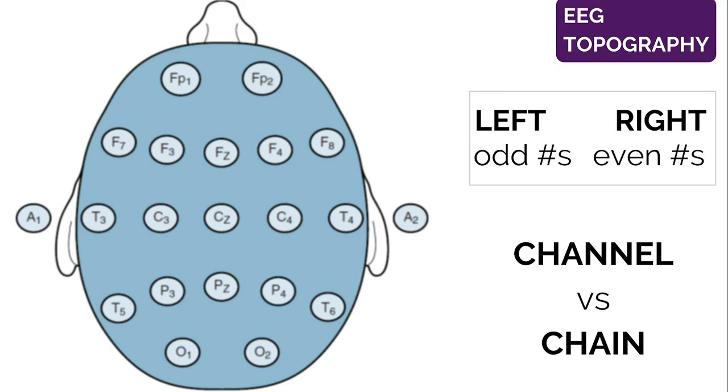The difference between a channel and a chain is that a channel corresponds to 2 electrodes, whereas a chain corresponds to a group of electrodes. In this example, we can see here on the left side of the brain, we can point to the left temporal chain. This will be a connection between FP1, F7, T3, T5, and O1.